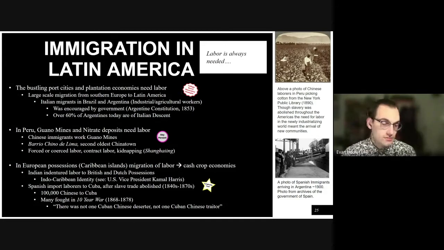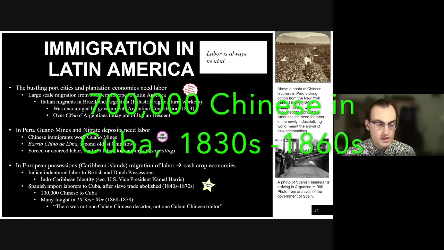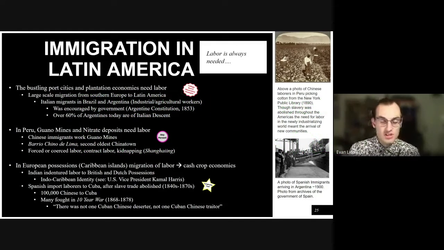In Cuba, the Spanish also needed another labor force, and so they began to import laborers from China under contract. And at one point, there were 100,000 Chinese in Cuba. And many of the Chinese Cuban descendants are still there today, and they are an integral part of the Cuban identity. For example, there was a 10-year war for independence, which was eventually defeated. But there is a monument that's in Havana still, which reads that there was not one Cuban Chinese deserter and not one Cuban Chinese traitor, showing that immigration from Asia in North and South America is in part because of the new demands of the economy, as well as seeking opportunity.